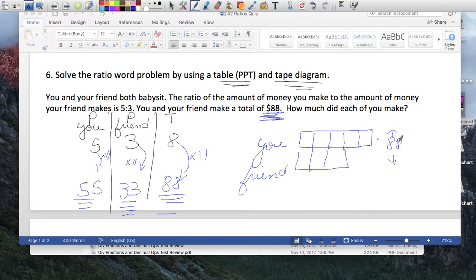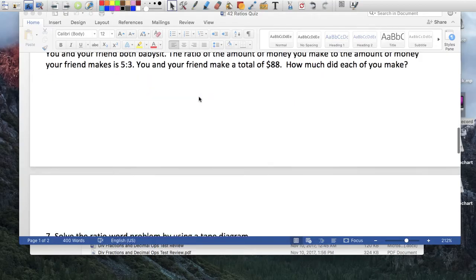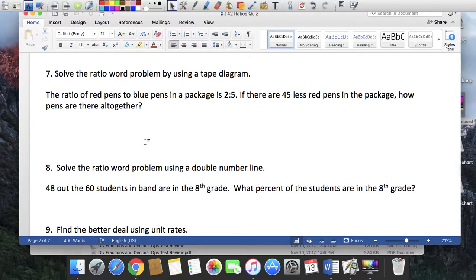So let's find out what number can go in these boxes. There's 1, 2, 3, 4, 5, 6, 7, 8. There's 8 boxes. So if I take 88 and divide it by the 8 boxes that are there, it means that each box represents 11. And if you add all these boxes for you, you got 11, 22, 33, 44, 55. You made $55 and your friend made 11, 22, 33. Look, it's exactly the same as if you went to do it the other way.